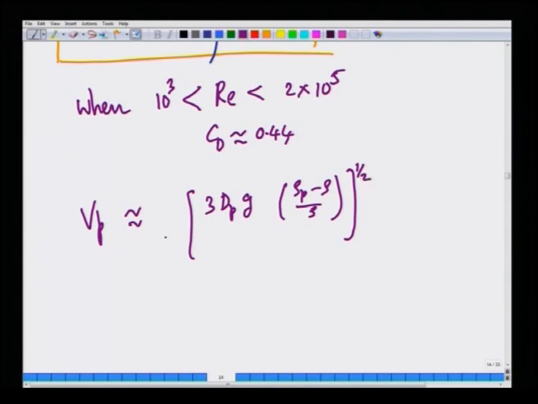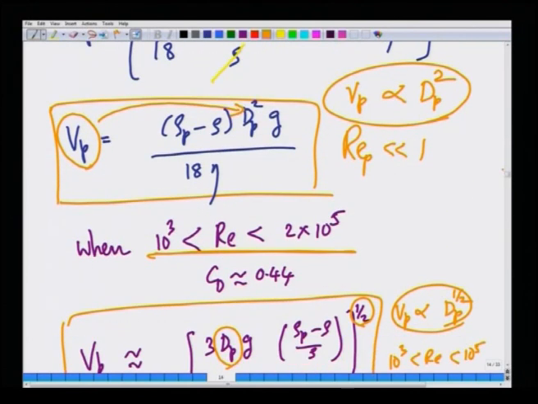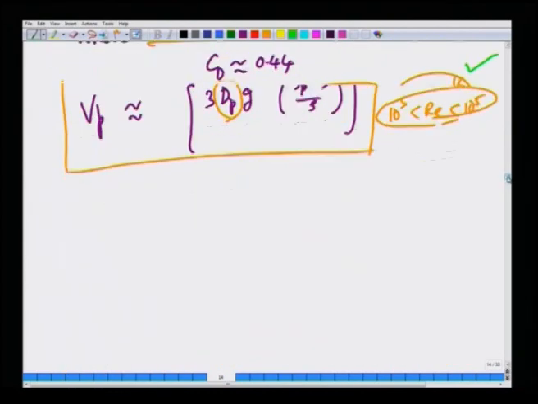Now, notice that this is the settling velocity at the relatively higher Reynolds number regime between 10 to the 3 and twice 10 to the 5. Notice that the settling velocity is proportional to the diameter of the particle to the power half. So, there is a square root here also. The way in which the settling velocity depends on the diameter of the sphere is very different whether the Reynolds number is small or large. It goes as diameter of the particle squared at low Reynolds numbers, while it goes as diameter of the particle to the half at high Reynolds numbers.